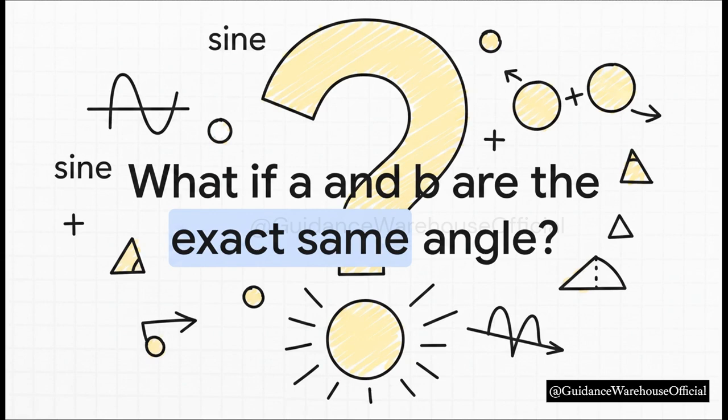All of the sum formulas we used today involved 2 different angles, alpha and beta. But what happens if alpha and beta are the exact same angle, like alpha plus alpha? Well, asking that question is your gateway to double angle formulas, and it's going to completely transform how you view these ideas.